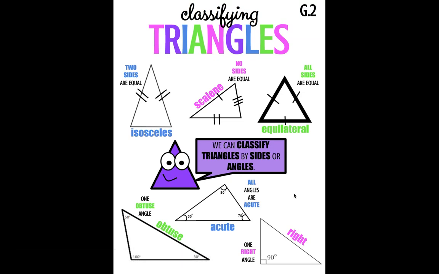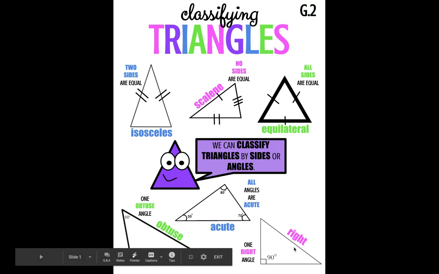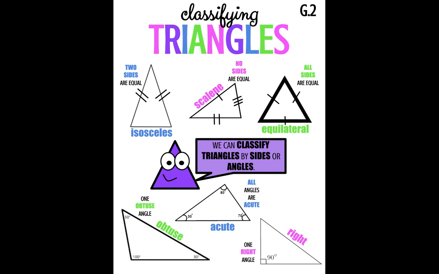And our last type of triangle based on angles is a right triangle. In a right triangle, you will have one right angle. So you see right here, a right angle is 90 degrees. So here is your right angle. So therefore, that makes this a right triangle. So the top three are your triangles based on sides, and your bottom three are your triangles based on angles.